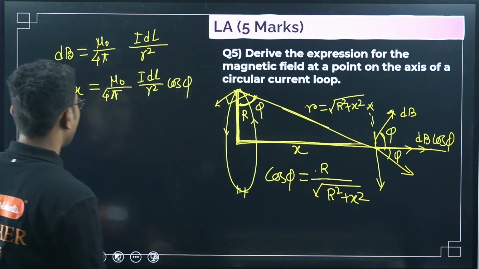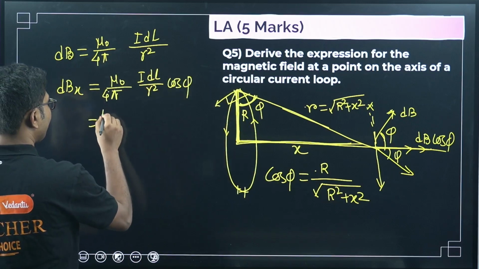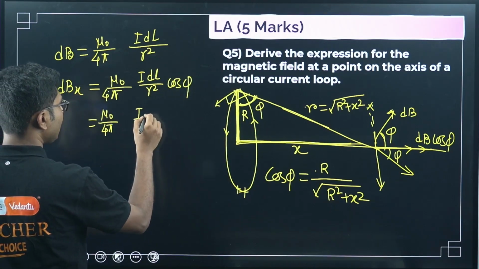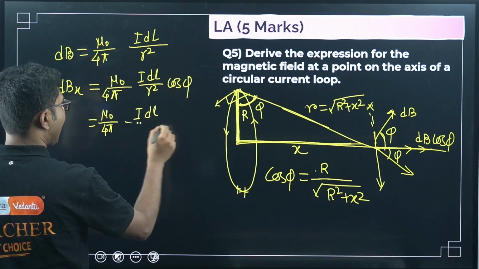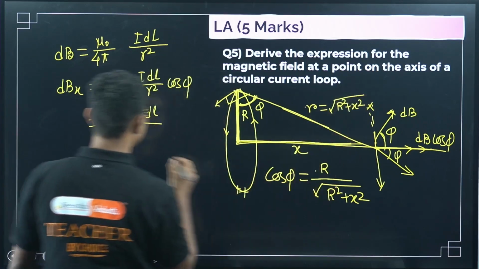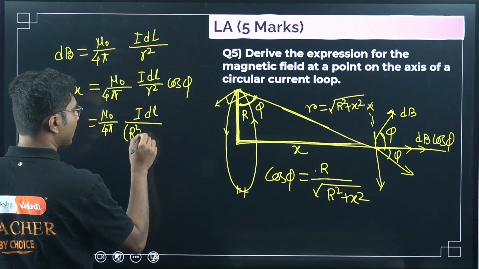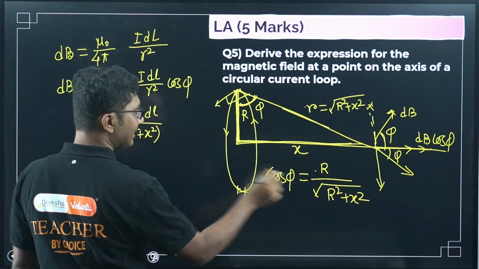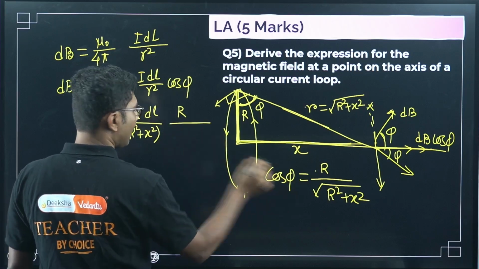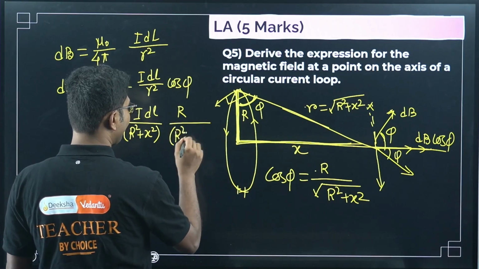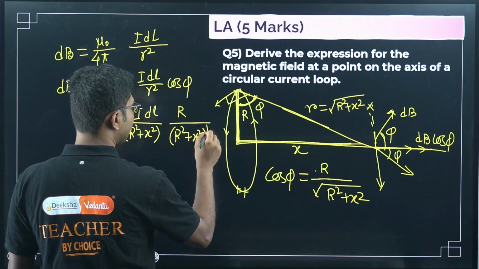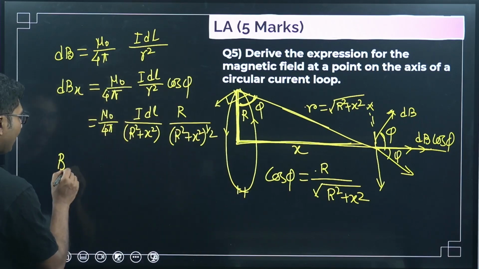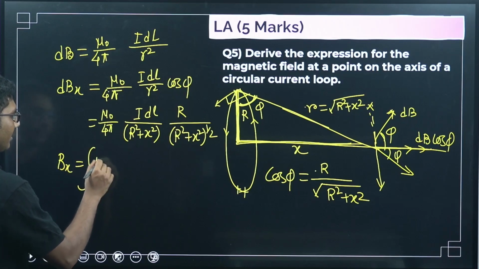Now insert all the values here. So mu naught by 4 pi, I dl, r square is the square of this thing, so it will be r square plus x square, and dl is dl, cos phi is r by square root of r square plus x square. So let me write it like this, square root can be written as to the power half. Now to find the total magnetic field, you have to do the integration of this component.